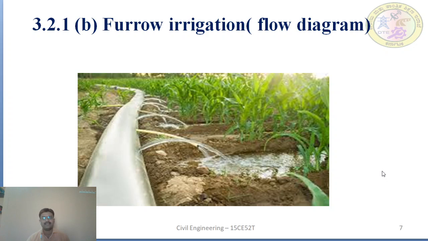Next, in this pictorial representation, I will be showing you how the water flows from the field channel to the rows. At the head of the field channel, there is a pipe which is laid of certain diameter. On the circumference of the pipe, what is there? There are holes which are impregnated, so that water oozes out from these holes.